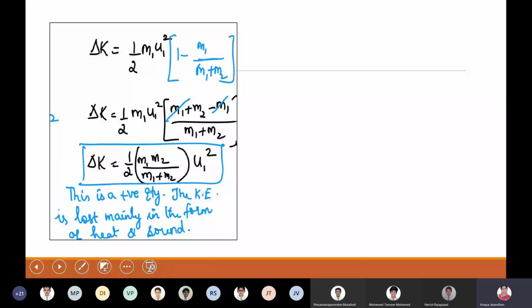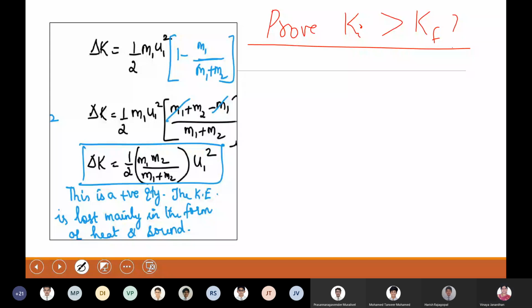Next task is yours, right? So you have to prove Ki is greater than Kf. Ki is the total kinetic energy before collision. Kf is the kinetic energy after collision. You'll be able to prove this. Just get me an expression for Ki by Kf. Then we'll see how to argue.